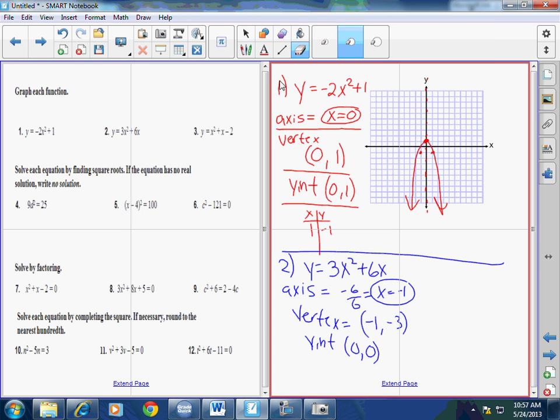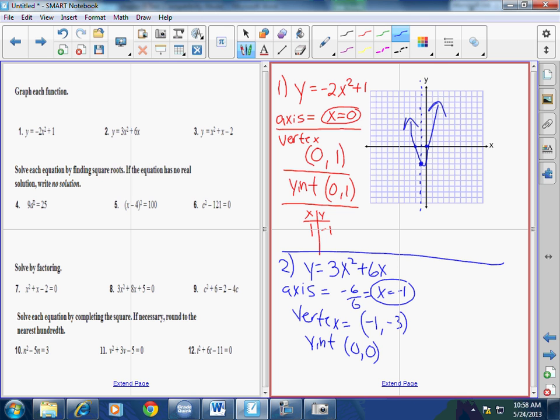So I'm going to go back to this one and graph it here in blue. So my axis of symmetry is negative 1. My vertex is (negative 1, negative 3). My y-intercept is (0, 0). Mirror image. If that point is 1 to the right of the axis, you go 1 to the left of the axis, and there it is.